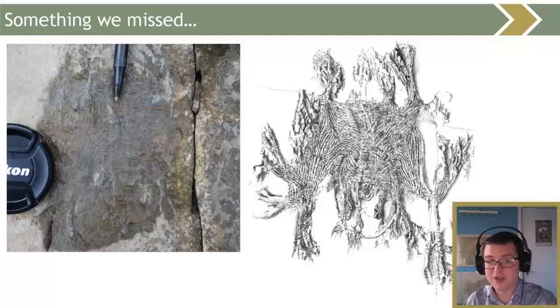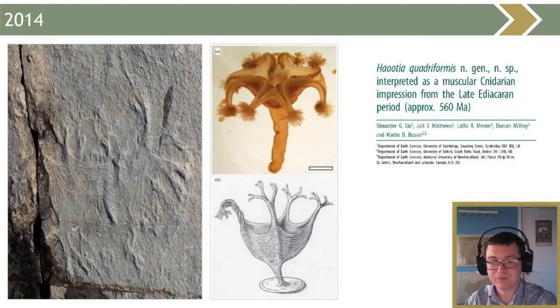So for a number of years, we pondered what this might be, until in 2014, we published in the Proceedings of the Royal Society, this fossil, now known as Haootia quadriformis. It is the oldest known organism which has muscle fibers, and that's what those lines are, those strange lines we could see. They are preserved muscle fibers, preserved as an impression within the rock.